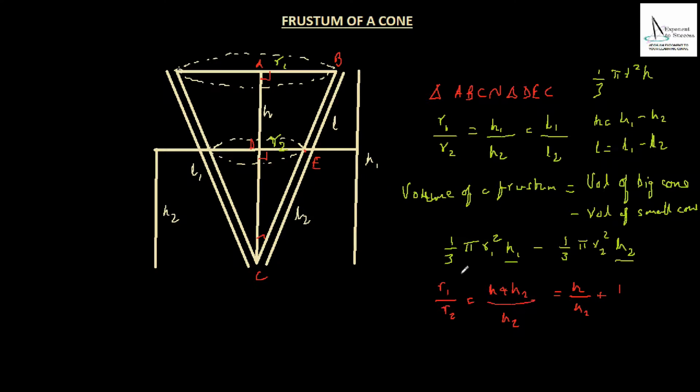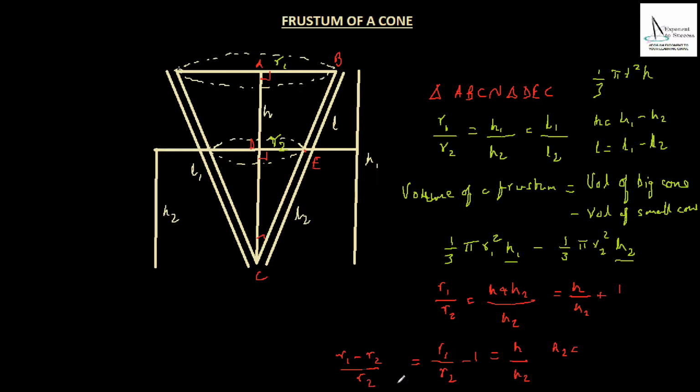Now I can take 1 to the other side of the equation. So we get r1 upon r2 minus 1, and that should be equal to h upon h2. And from this equation, if we want to find the value of h2, or before that, let me just simplify this left hand side. So r1 upon r2 minus 1 would simplify to r1 minus r2 upon r2. Now we can just take h2 on the left hand side and take all the things on the left hand side to the right.